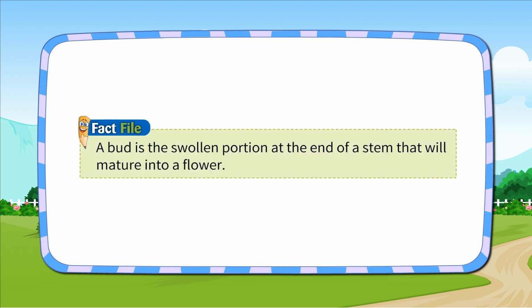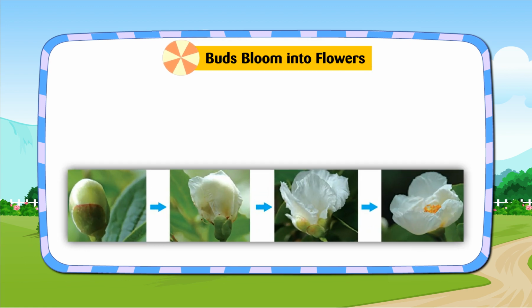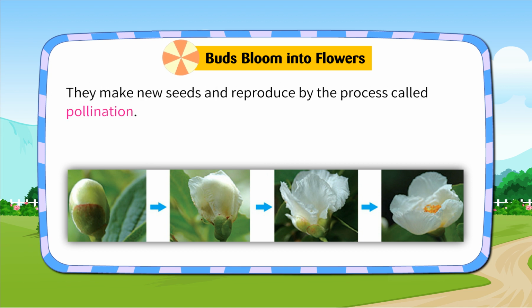Fact file. A bud is the swollen portion at the end of a stem that will mature into a flower. Buds bloom into flowers. Flowers help plants to reproduce more of their own kind. They make new seeds and reproduce by the process called pollination.